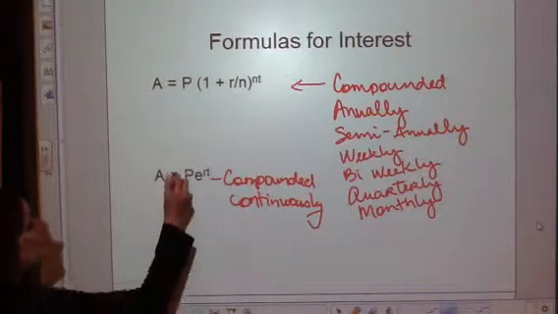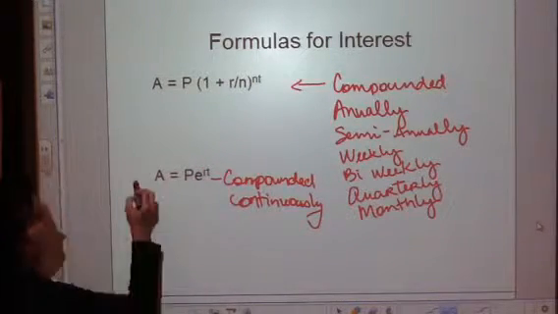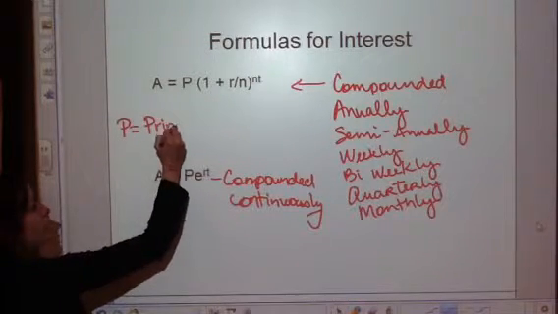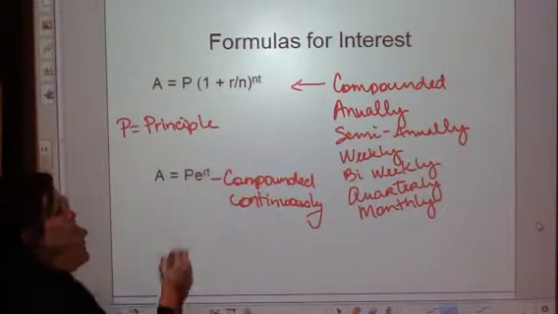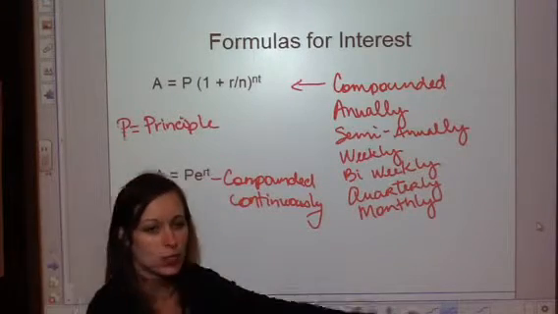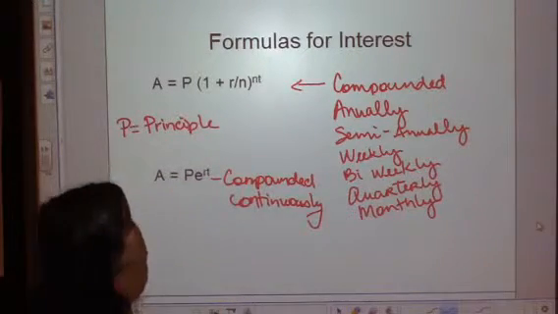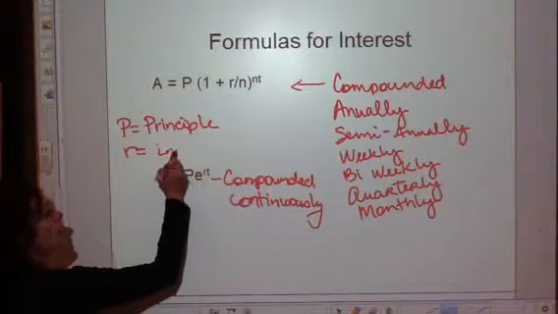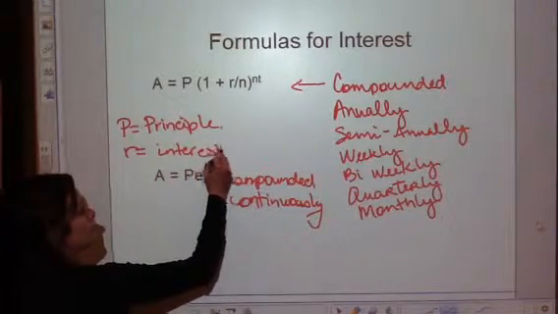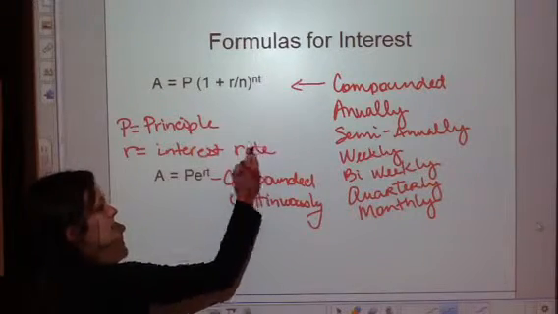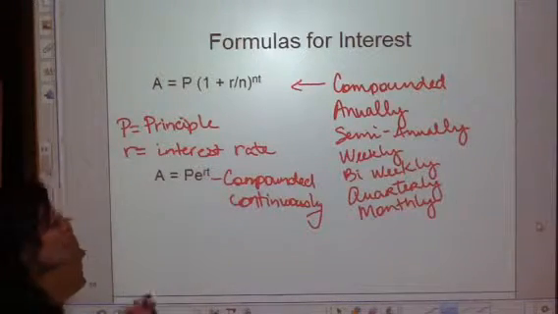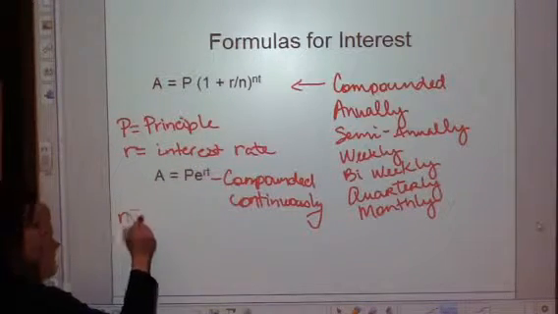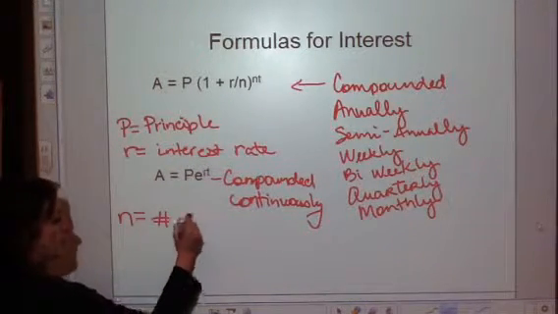The P in both equations is the principal, or the amount that you put into the account. So it's the amount that goes into whatever you're trying to fund. The R represents the interest rate, and it will be written as a decimal. The N in this equation represents the number of times it's compounded.